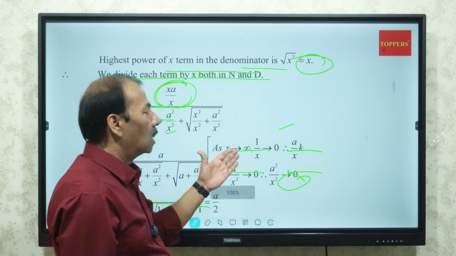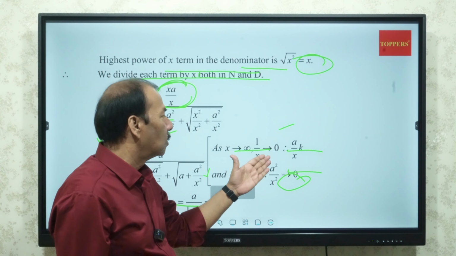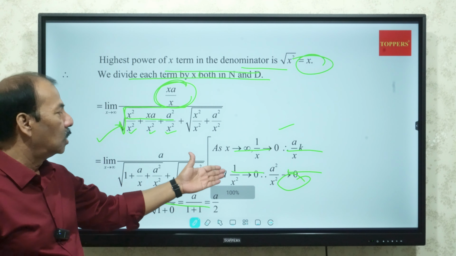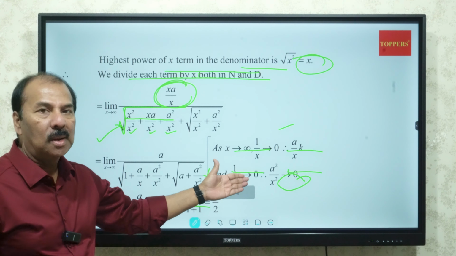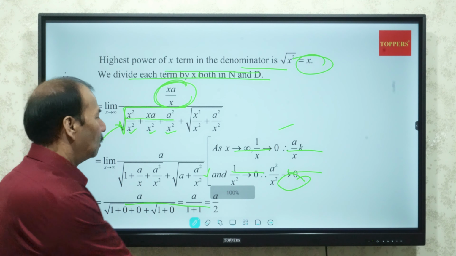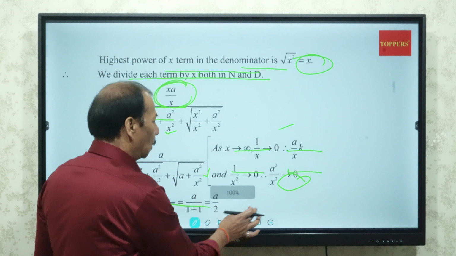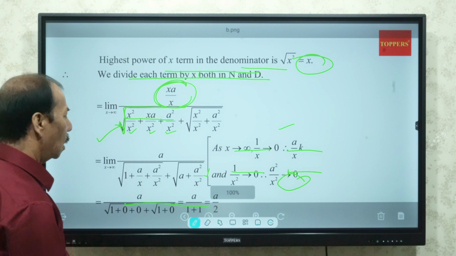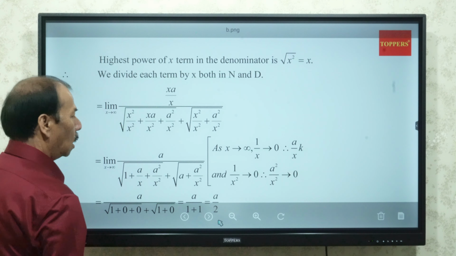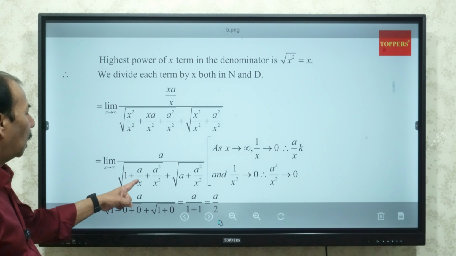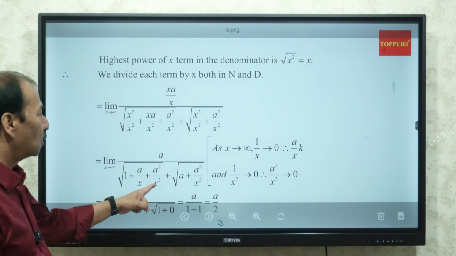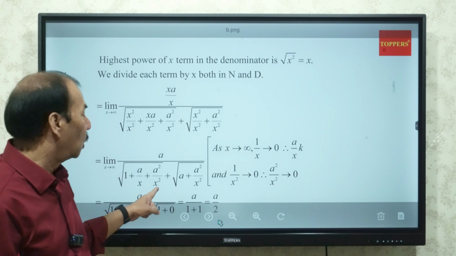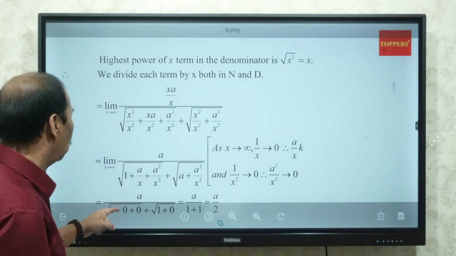Now we know when x tends to infinity, 1 upon x tends to 0. Similarly, 1 upon x square also tends to 0 when x tends to infinity. So that way we can consider this. Okay, so this part becomes 0, a square upon x square, that is also 0 because x square, x, they are all in the denominator.